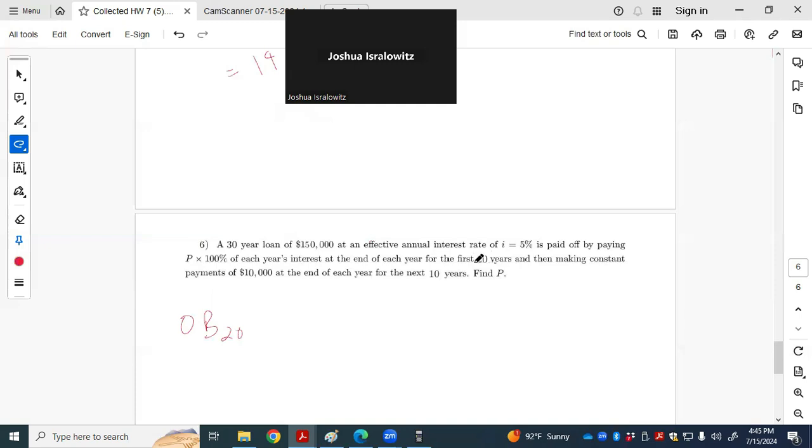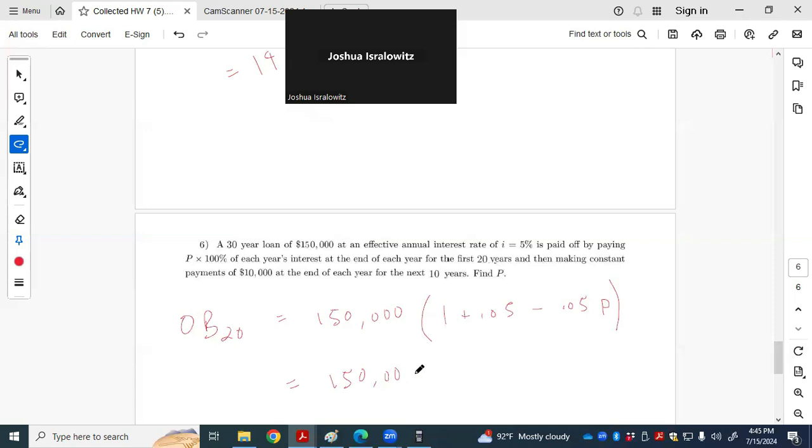So for the first 20 years, let's see how much we have after 20 years. So just plop into the formula 1 plus my interest rate minus the interest rate times P. P for percentage here, not payment. A lot of people found a payment, which makes no sense. Because I'm saying it's P times 100% of each year's interest. That was very strange.